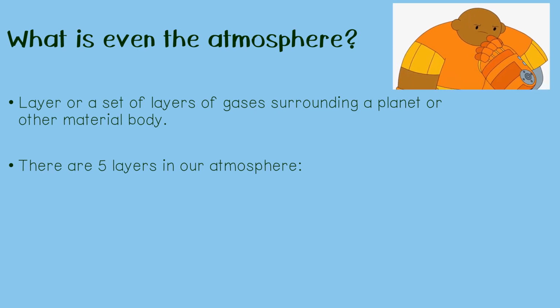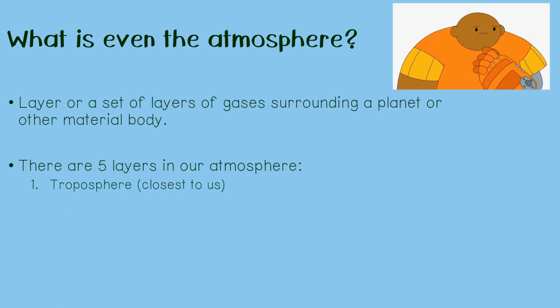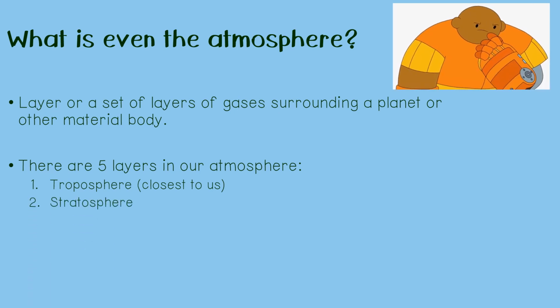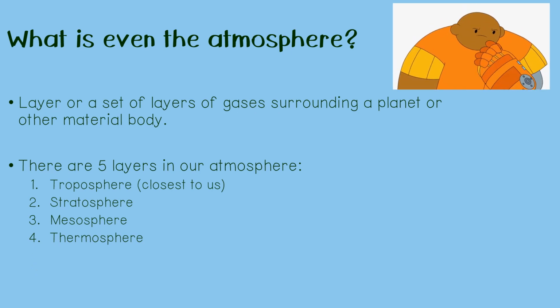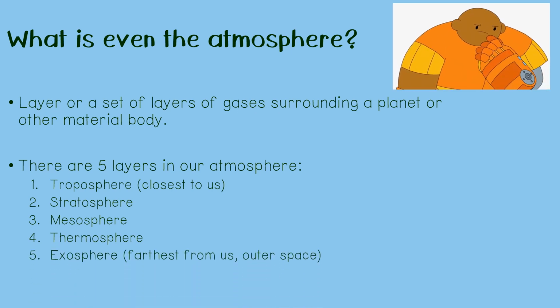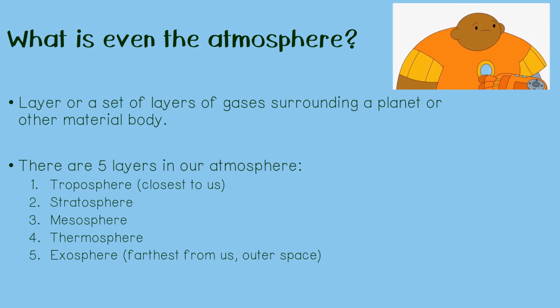In Earth's atmosphere, there are 5 layers. First, we have the troposphere. The troposphere is the closest layer to us. Then we have the stratosphere. Then we have the mesosphere, thermosphere, and lastly, we have the exosphere. It is the furthest from us and it's near outer space.